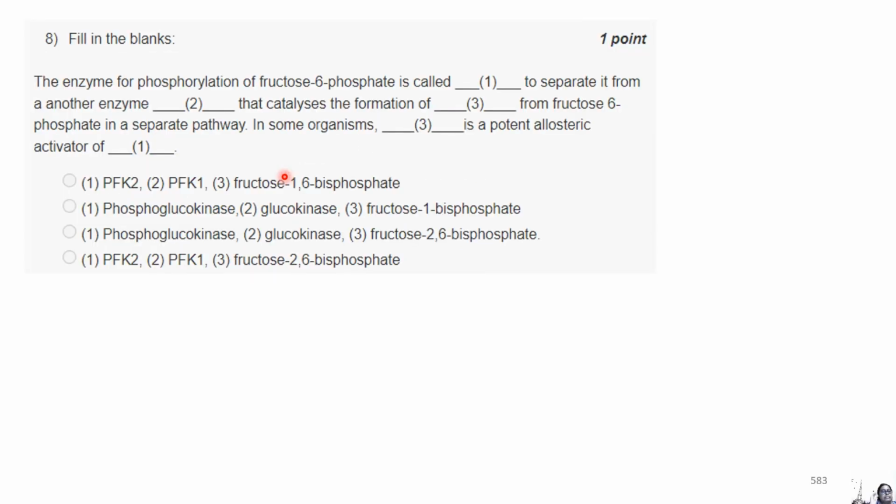The enzyme for phosphorylation of fructose phosphate is called dash, to separate it from another enzyme, dash, that catalyzes the formation of dash from fructose 6-phosphate in a separate pathway. In some organisms, dash is the potent allosteric activator of dash. These are the options. What do you think is the correct answer?